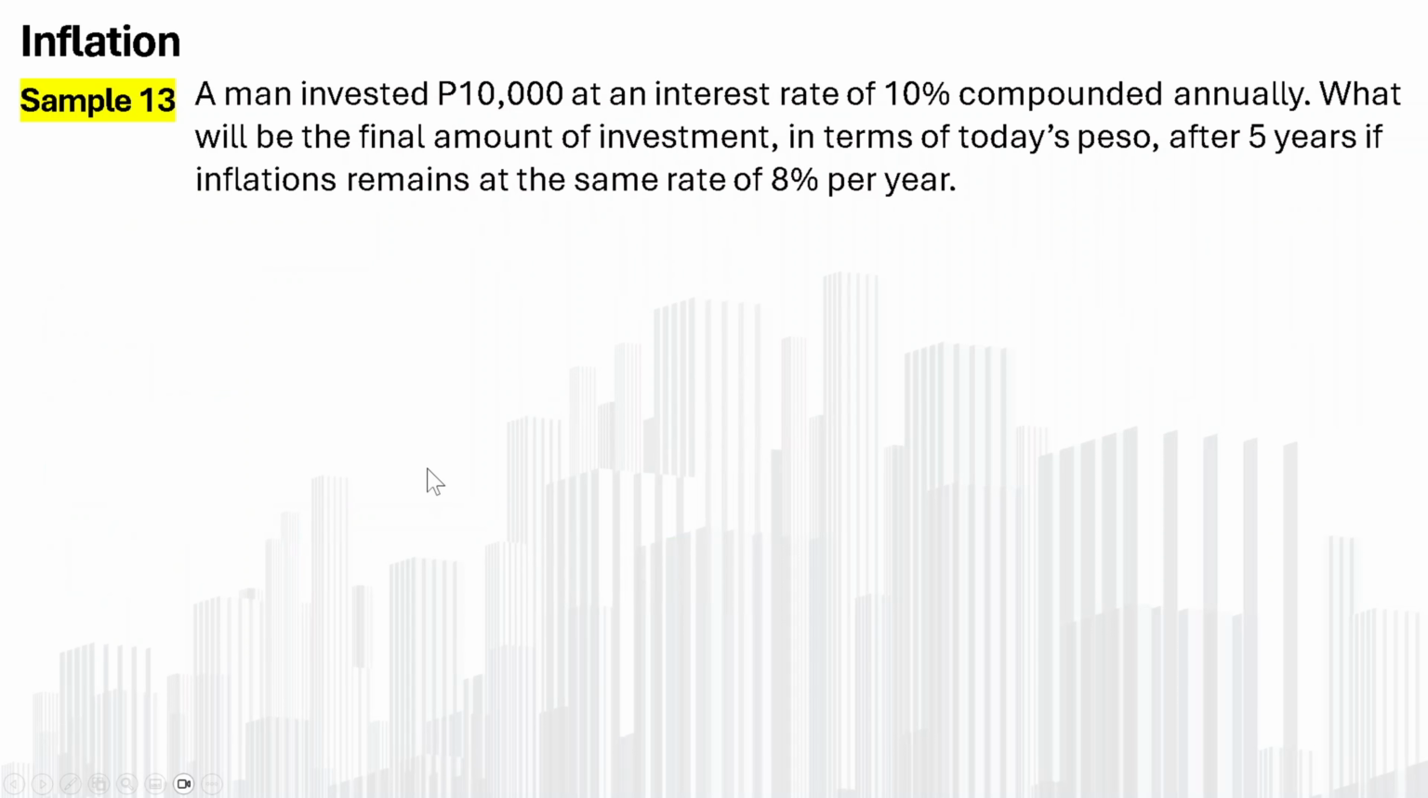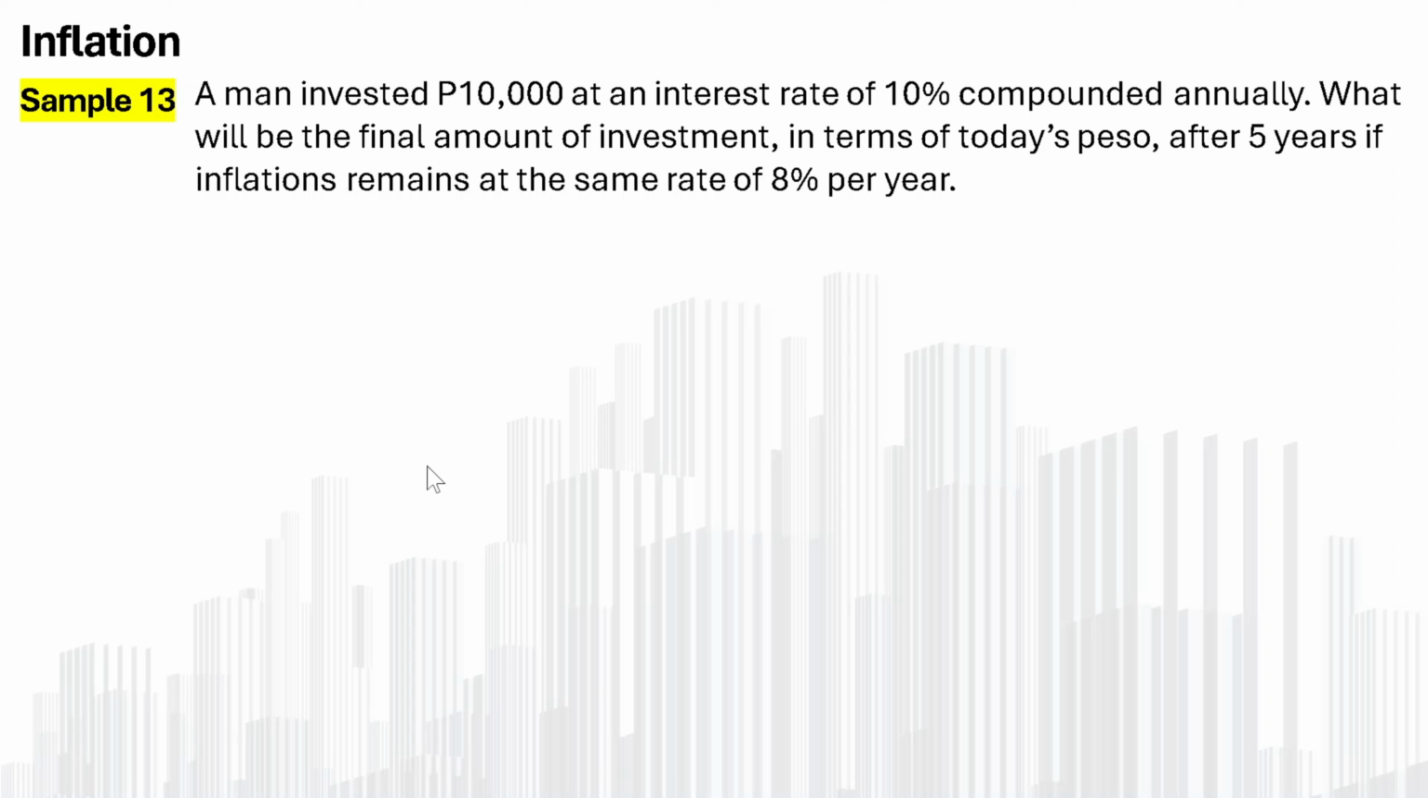bloc. Next up is a man invested 10,000 pesos at the rate of 10% compounded annually. What will be the final amount of investment in terms of today's peso after 5 years if the inflation remains at the same rate of 8% per year? Okay. So, pwede natin himayin muna ng konti.